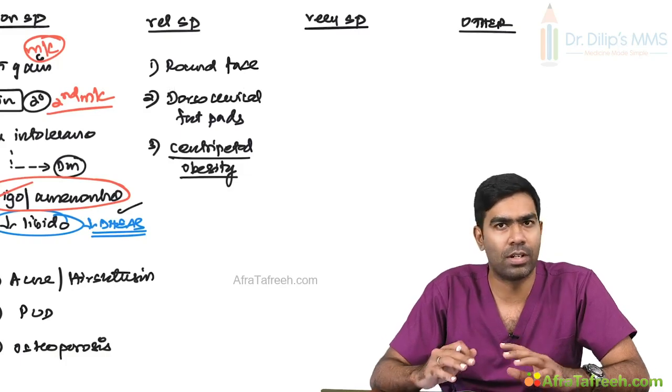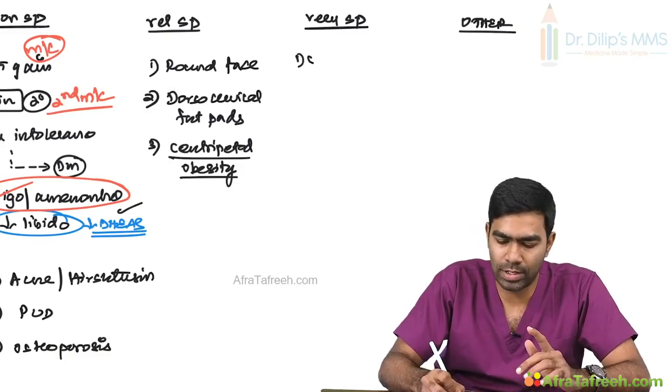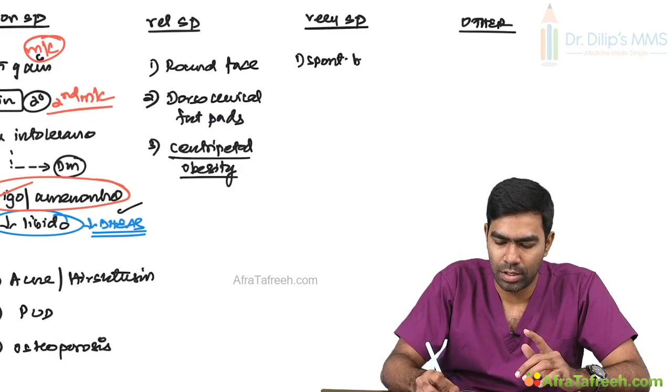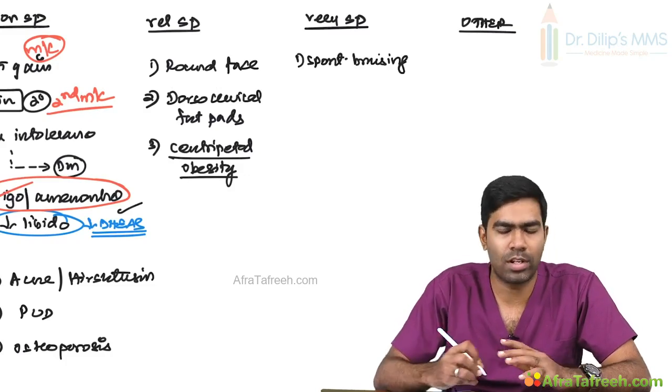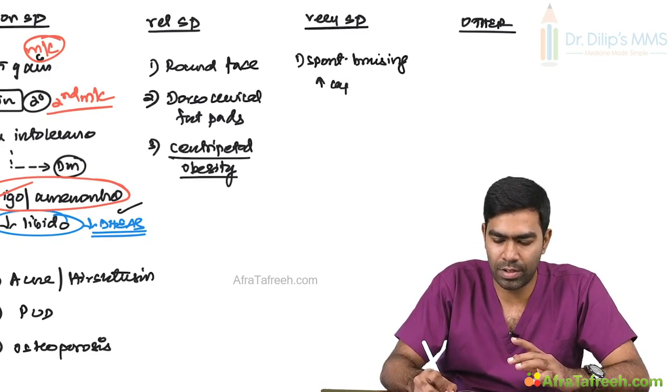And there are very specific clinical features of Cushing syndrome, like for example, spontaneous bruising. The spontaneous bruising, we know it is due to increased capillary fragility.